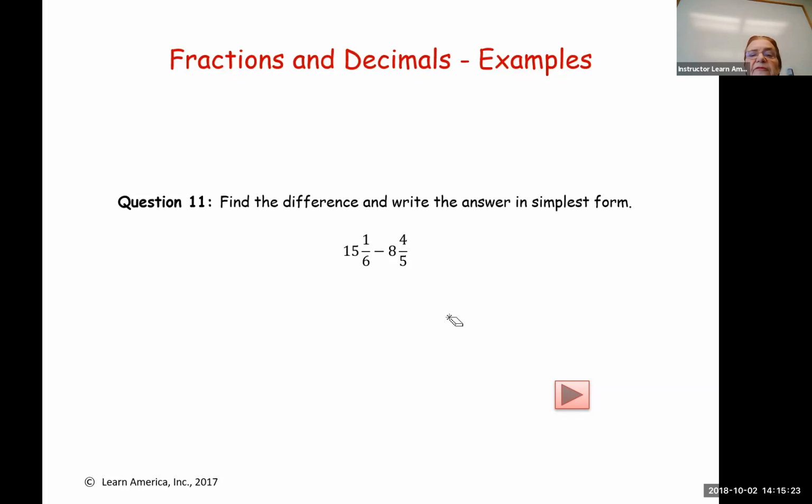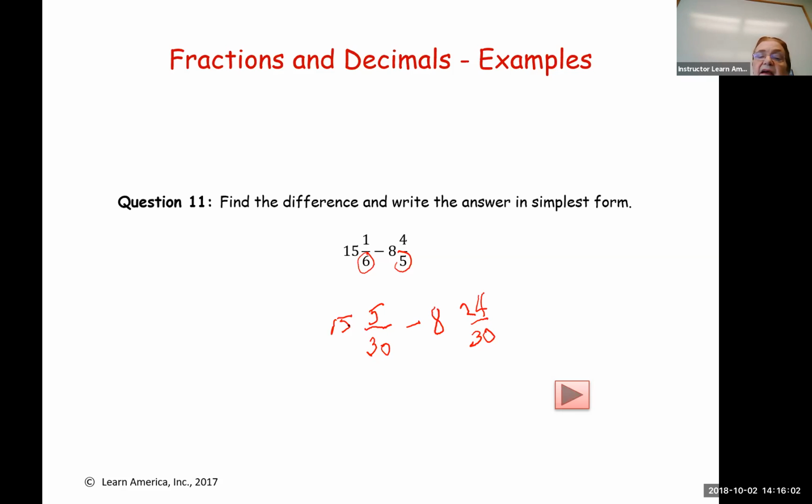Take this next problem, find the difference and write the answer in simplest form. Again, you can't perform this subtraction unless we have the fractional portion of the mixed number with the same denominators. So we have a denominator of 6 here and denominator of 5 there. So the least common denominator will be 30. So we can change this to 30ths, 15 and 5/30ths, and then subtract 8 and 24/30ths.